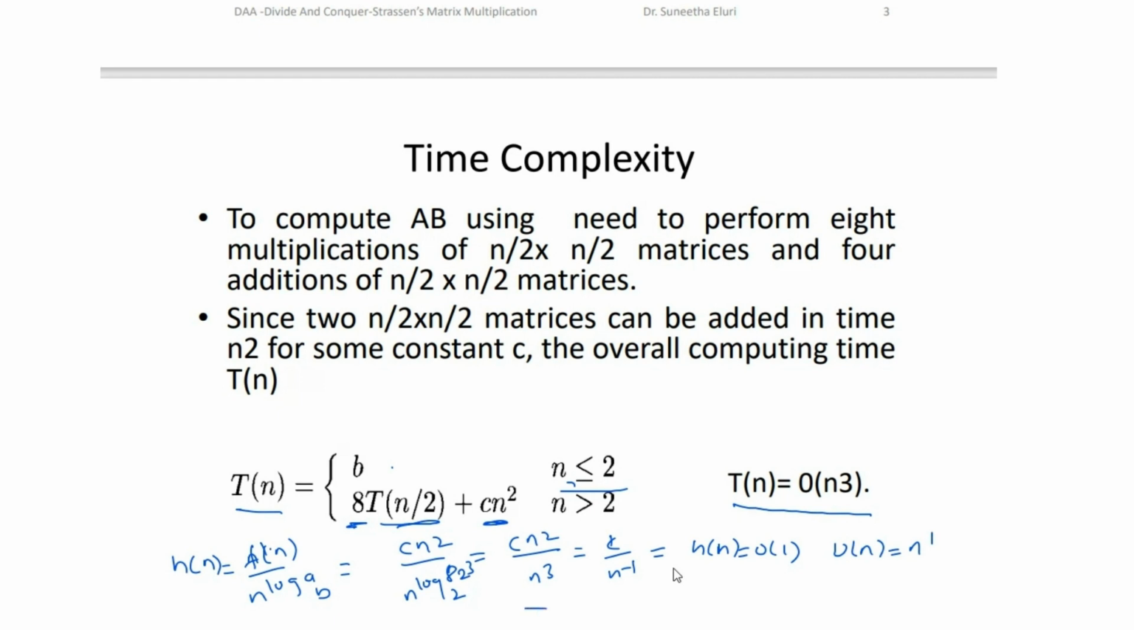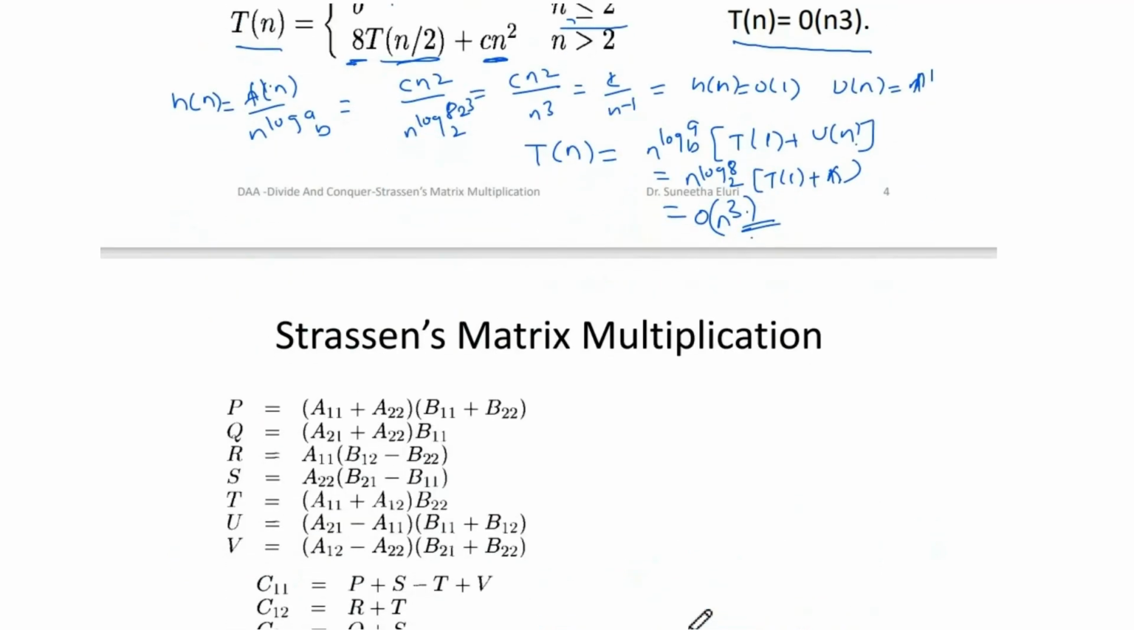So I can see that t of n is equal to n power log a to the base b times t of 1 plus u of n. So n power log 8 to the base 2 t of 1 plus u of n, which is order of 1 here, so which is equal to n cube. So log 8 to the base 2 is order of n cube. So you can say that the time complexity is order of n cube.